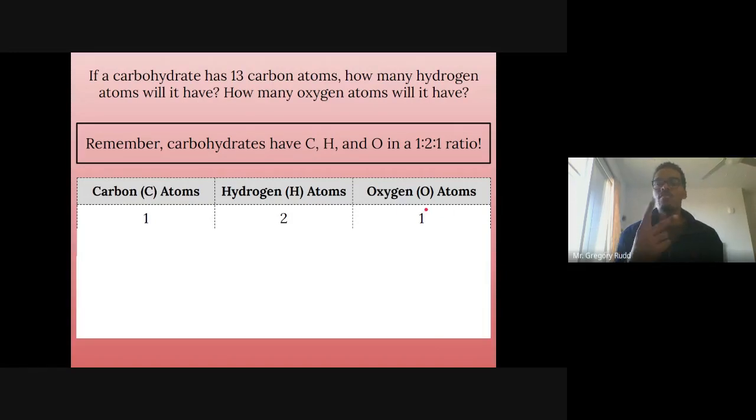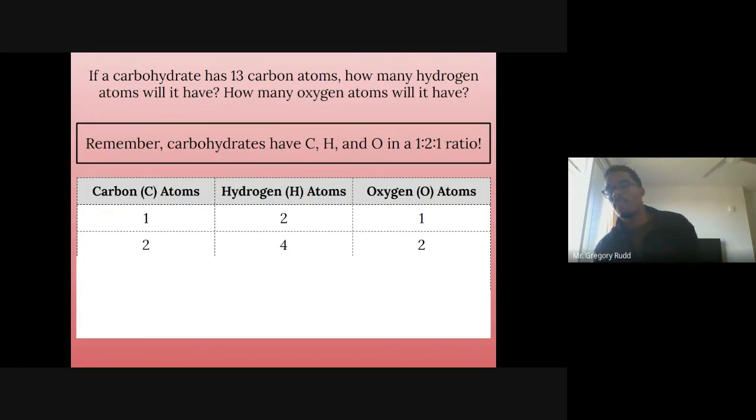So what about if I have 2 carbon atoms? How many hydrogens should I have? If there are 2 carbon atoms, good, then I should have, Abigail tells me, 4 hydrogen atoms and 2 oxygen atoms. What about if I have 6 hydrogen atoms? How many carbon atoms should I have? If there are 6 hydrogen, then how many carbons should there be? Good, Melissa. And how many oxygen atoms should I have in that case? Also 3, yep.